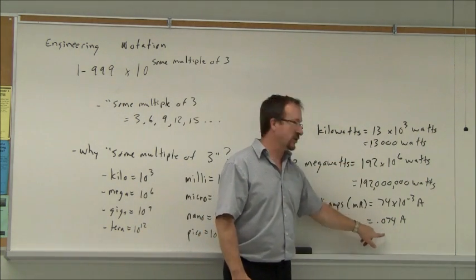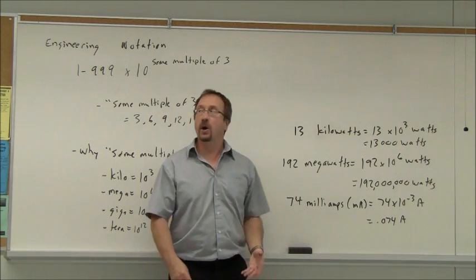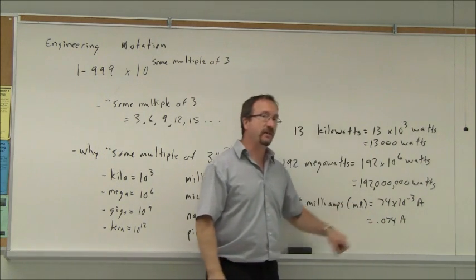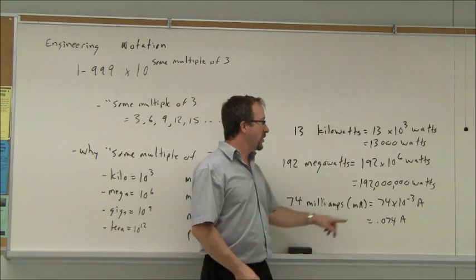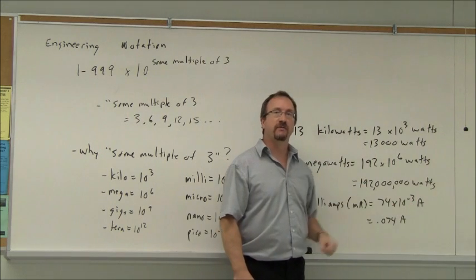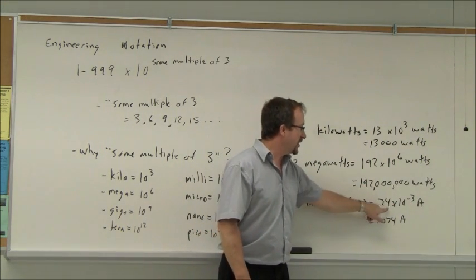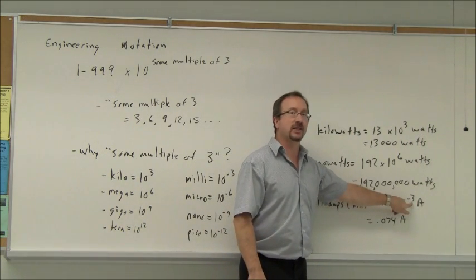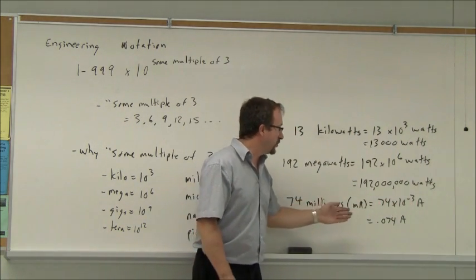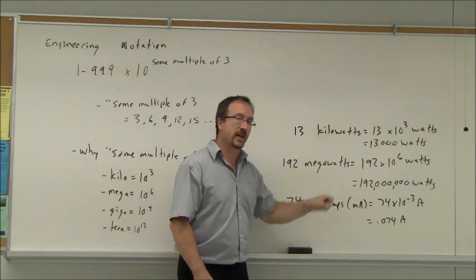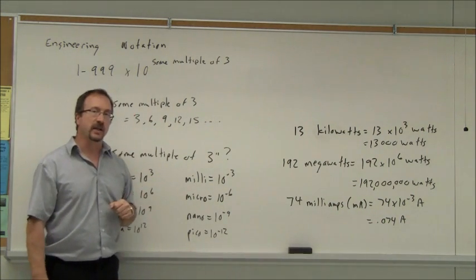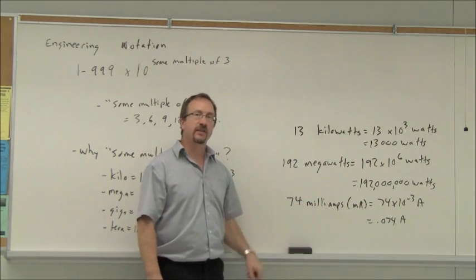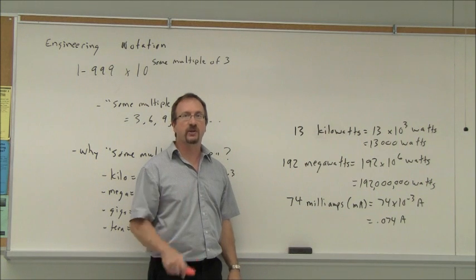It also works for small numbers. 0.074 amps. Well, I need to make a number between 1 and 999. Out of here I see 74. And then I have to multiply that by 10 to the, sorry, not factor, multiple, times 10 to the minus 3. Which leaves me with 74 milliamps, because 10 to the minus 3 is milli. So I took my 0.074 amps and made it into 74 milliamps. This is why we use engineering notation.